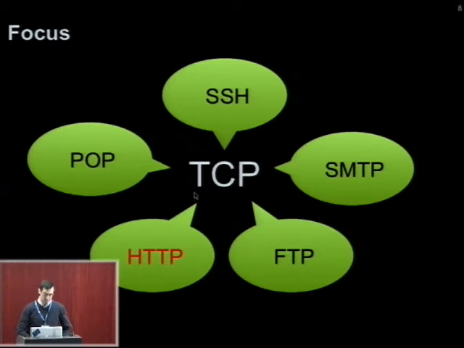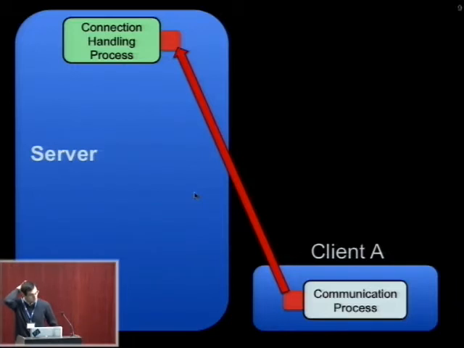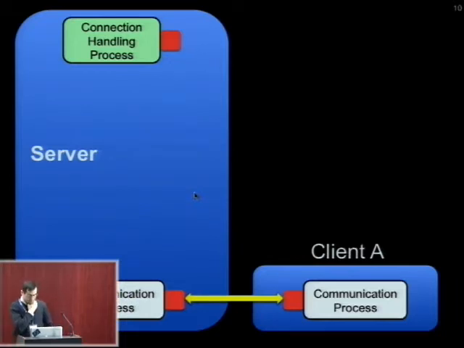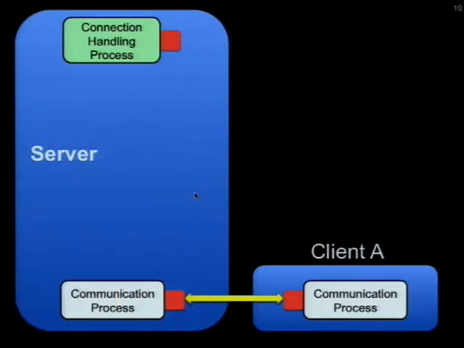So to illustrate how things work with TCP, the idea is you have a server that is expecting connections. So it listens on some ports and waits for a connection request. You have a client, here take client A, that wants to connect. So it sends the connection request. If the connection is accepted, the server side starts another process for communication, or it creates another socket for communication.